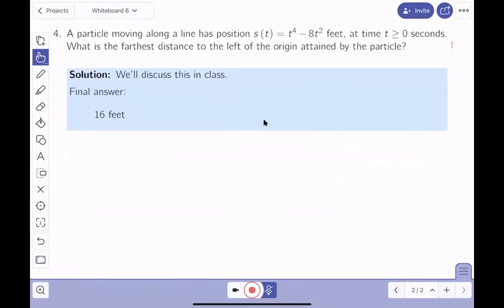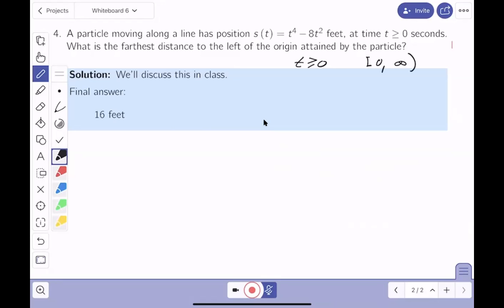So what I'm going to do over here is I'm going to read it to you. It says a particle moving along a line has position s(t), where t is greater than or equal to 0, which means t is in the interval from 0 off to infinity. I know the position of the particle. Let me write this down for you. The position of the particle is going to be t^4 minus 8t^2. I don't know the question yet, though, by the way. I know the position of the particle, and I know that time is greater than or equal to 0.